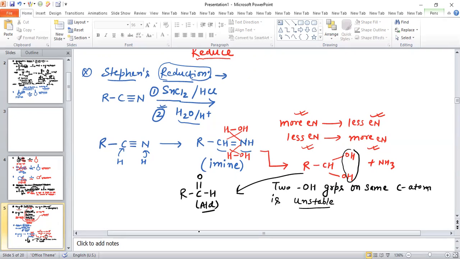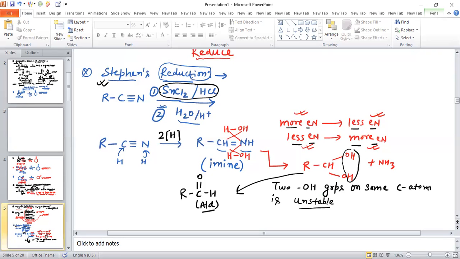So this is basically the reaction. This reagent, SnCl2 plus HCl, adds two nascent hydrogens. So two nascent hydrogens are provided by this reagent. And in the second step, hydrolysis takes place. For hydrolysis, remember this rule: more electronegative atom will attach with less electronegative, and less electronegative atom will attach with more electronegative atom. Because of addition of hydrogen, it is a reduction, and the name of this reaction is Stephen reduction.